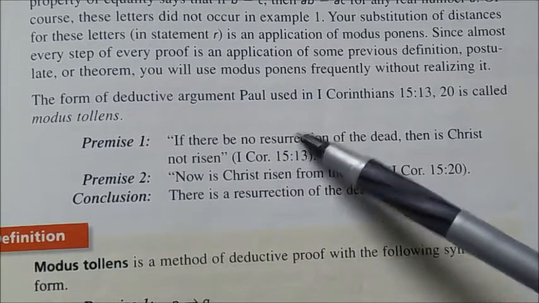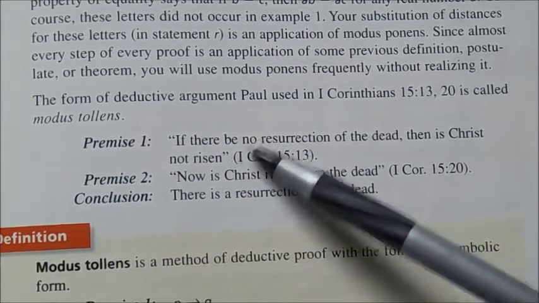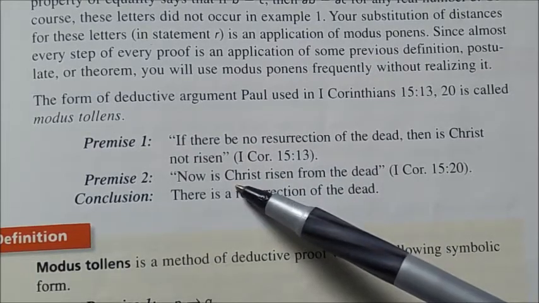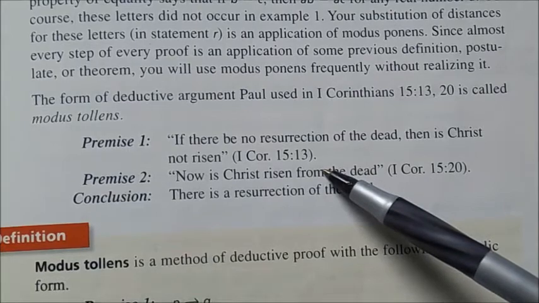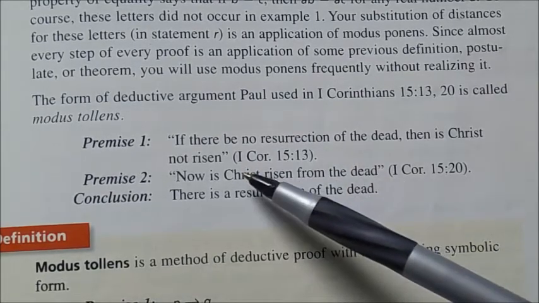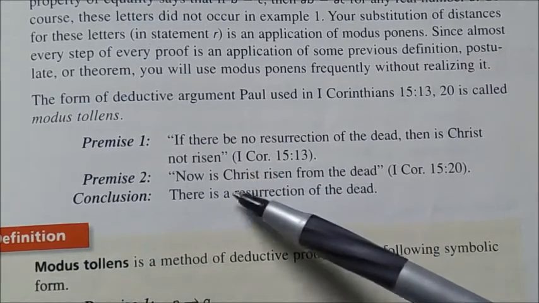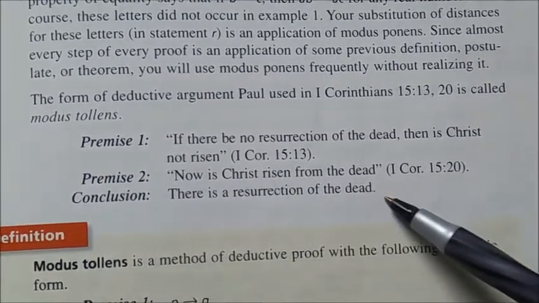So let's just think about what that means. So if nobody can rise from the dead, then Christ didn't rise. That's what it's saying. But premise number 2 said, now is Christ risen from the dead. That means he did rise from the dead. So if there's no resurrection, then he didn't rise from the dead. But he did rise from the dead. The conclusion is that it can happen. There is a resurrection of the dead.